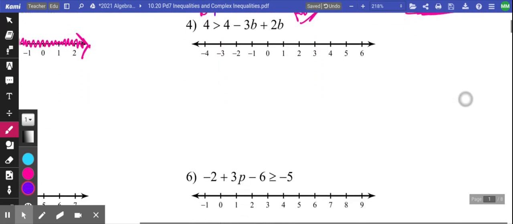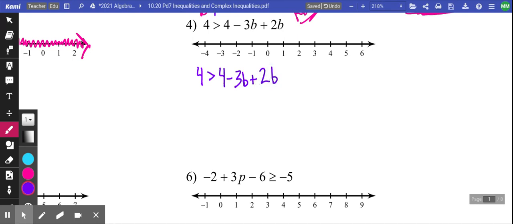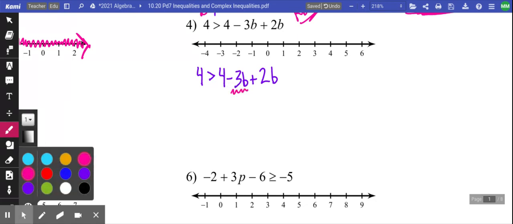Let's take a look at number 4. Okay, I'm going to rewrite it down here, and I'm going to treat this just like a normal equation. I know it's got this greater than sign right here, but don't let that trick you. Just pretend it's an equal sign right now. First thing we want to do is combine like terms. So we've got this negative 3b and a 2b right here. Negative 3 plus 2 would be negative b, or negative 1b, and then copy everything else the same, 4.